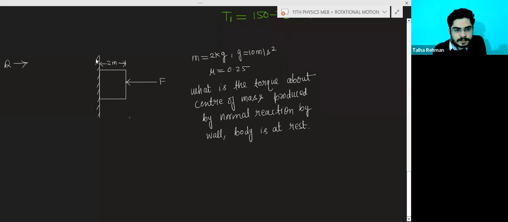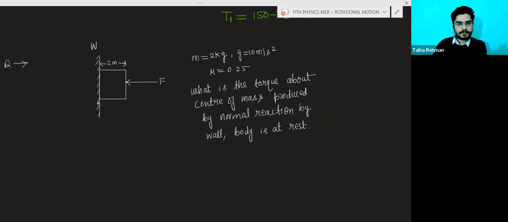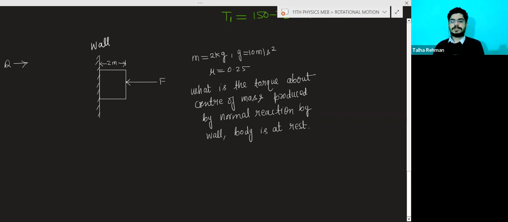Now see, a force is acting like this, and this is a cubical block. This is a cubical block, and a force is acting like this, and mass of this block is 2 kg. G is this. Coefficient of friction between the surface of the block and this wall. This is a wall, you can say, is 0.25. They are asking what is the torque about the center of mass.